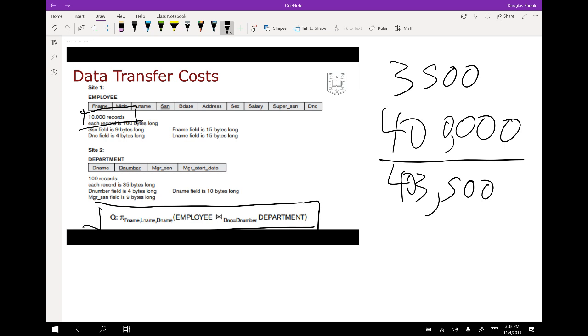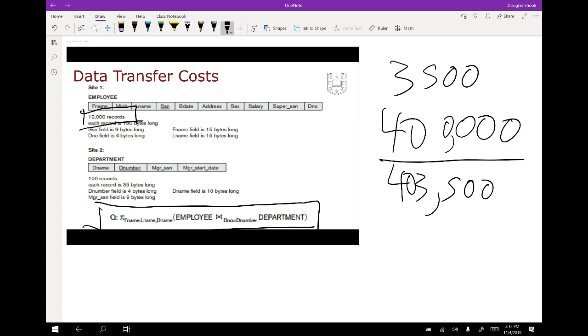Yes? Do we need to send the whole site 1 table to site 2? Actually, that's a good question. We could ask the opposite question too. Do we need to send the whole site 2 table to site 1? We need the last name, first name, and that's right. In this case, though, we sent site 2 to site 1.